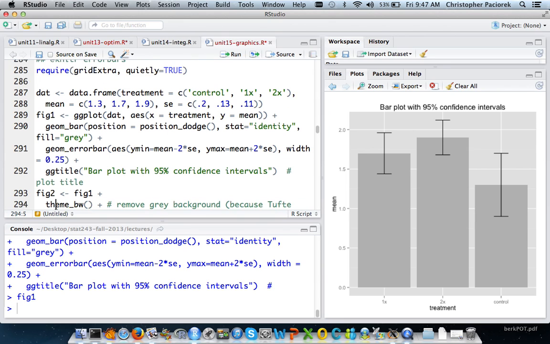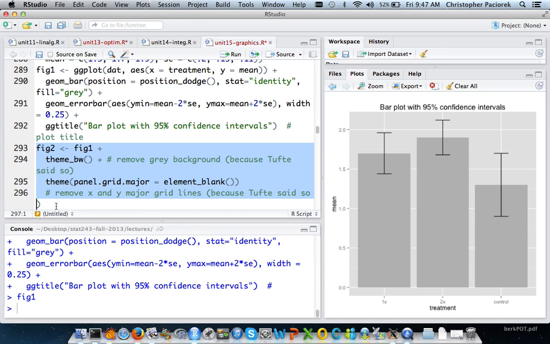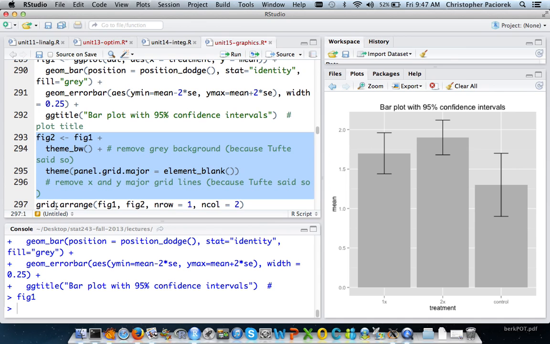But then I can do things like this. I can take my figure 1 object and I can add to it, right? Because this is just object orientation in R. And so what I'm actually doing here is sort of removing stuff from it. So I'm changing the theme, the background theme.